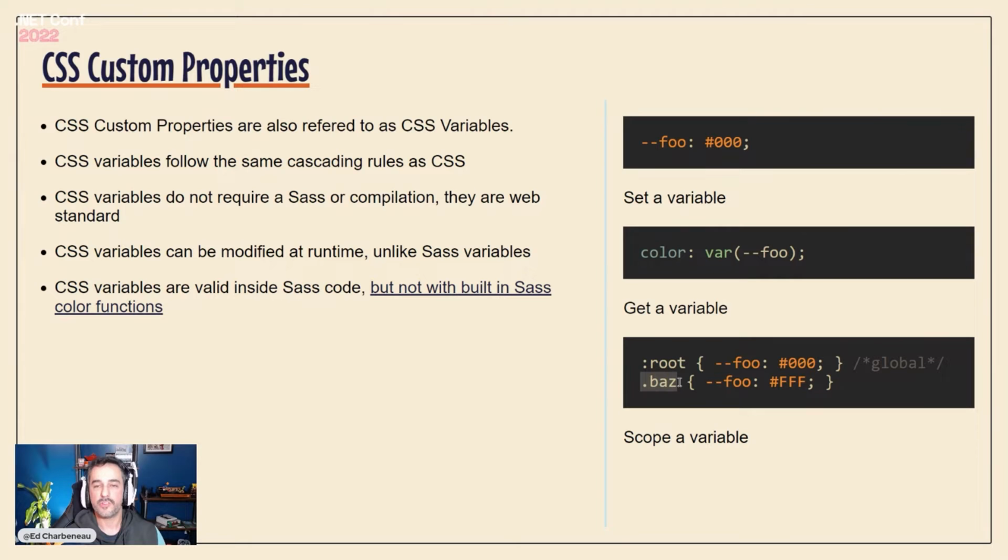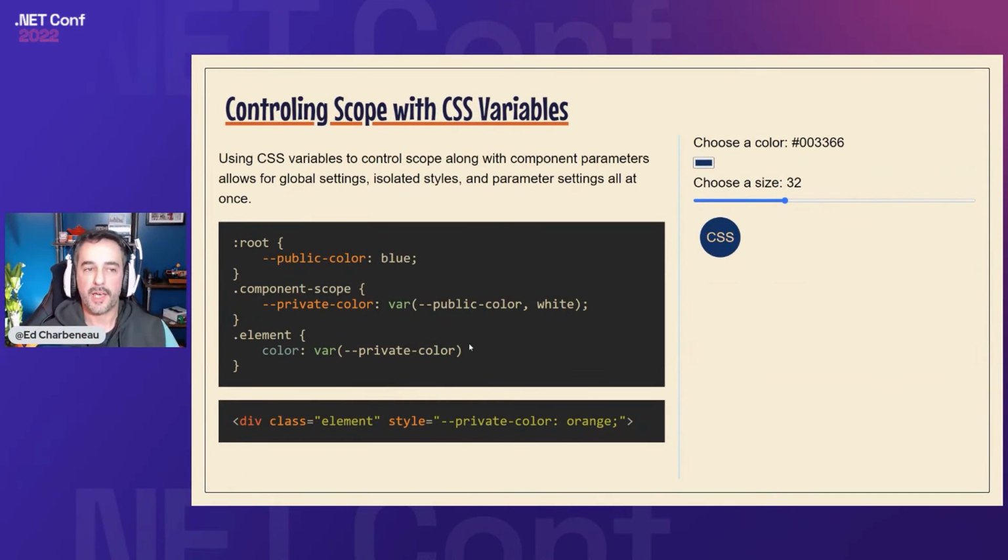We can also use cascading values and scope this to a specific selector and set it at another level. At the global, root level, we have black, and at the baz level, in this selector, we've set that variable to white. So we can actually control scope with this. It's really interesting when you start marrying these things together. If we had a component and we set a color at the root level, a public or global variable, we set that to blue. Then at the component level, we scope it with a private property. Public, private, this sounds a lot like C#. We have a public way of setting the value and a private way of setting the value.